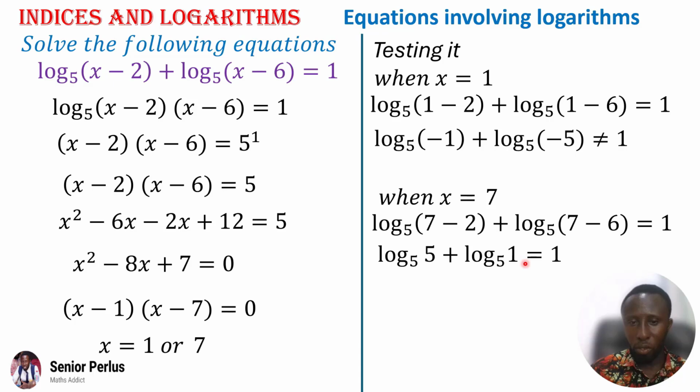So you have to test them. Yeah, so that's the answer. s is 1 is wrong, therefore our s is 7. Okay, so 7 is correct, so you have to test for them. That's very easy. Our s is 7. Good. That's for equation involving logarithm. Very interesting topic. Please, whilst you are learning, please just write something down.